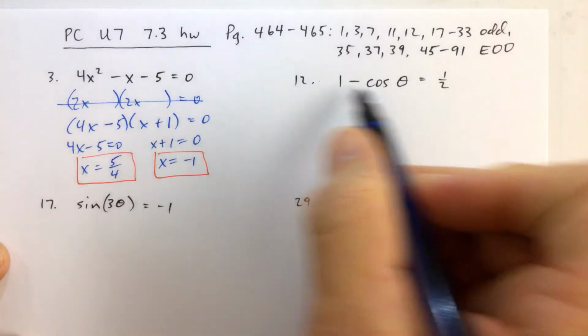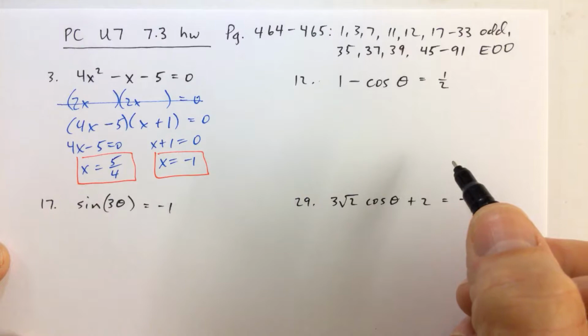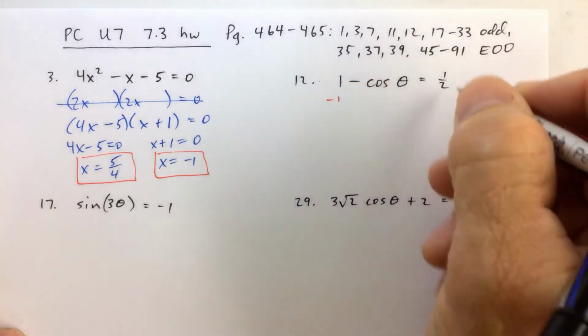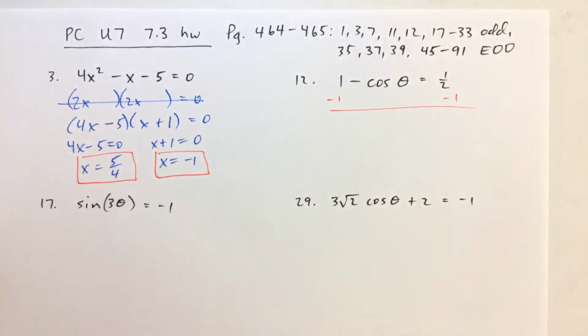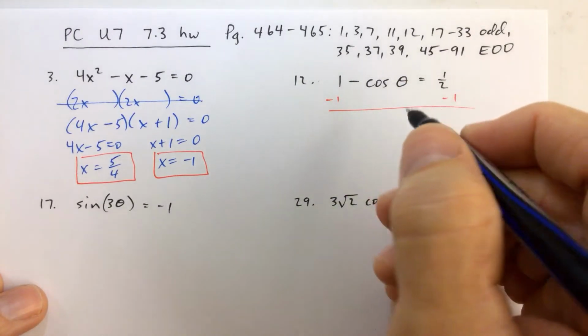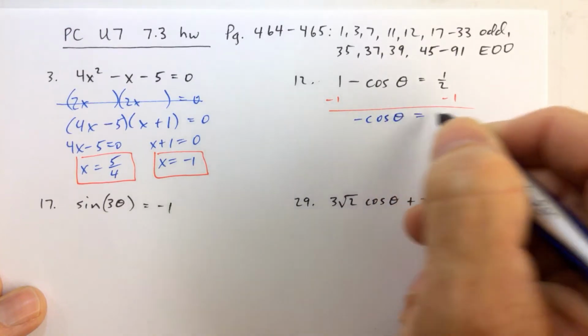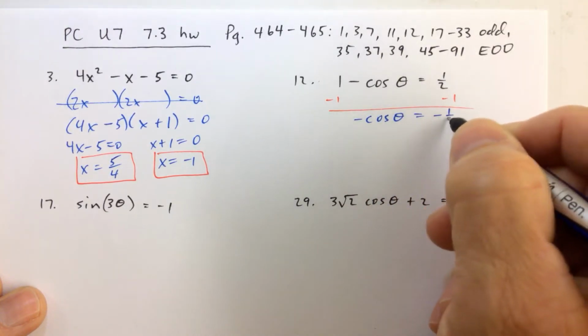So for number 12, in solving this equation, we want to isolate the cosine of theta. So we're going to go ahead and subtract 1 from both sides. We could have added cosine to both sides if we wanted to; that probably would have been better. Negative cosine theta equals 1/2 minus 1, which is negative 1/2.